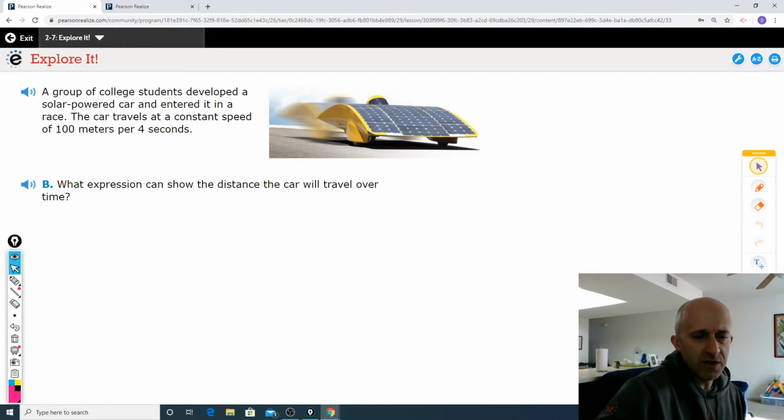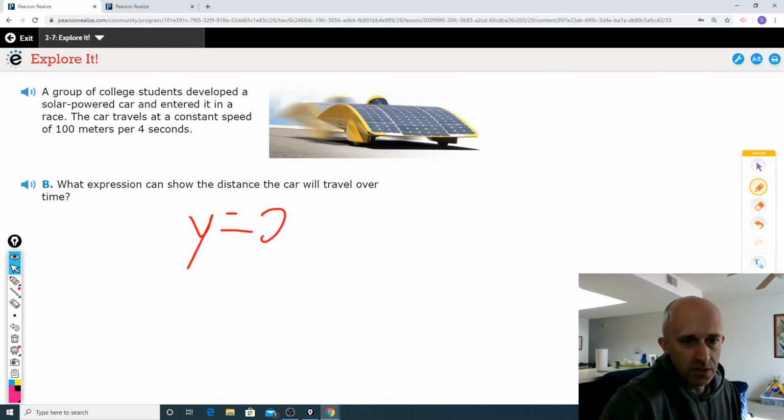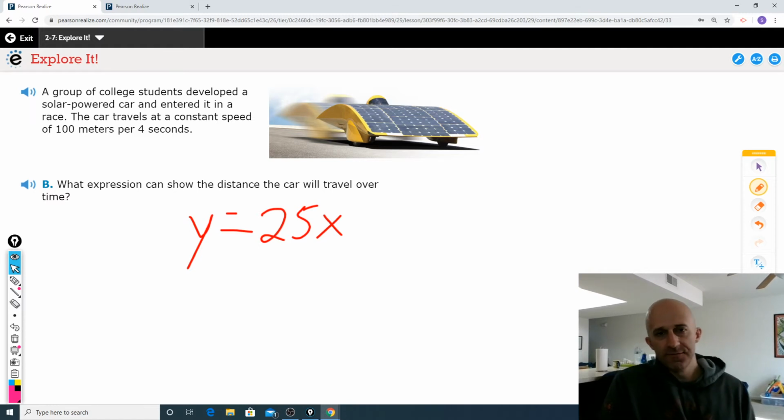Again, what expression can show the distance the car will travel over time? So the expression, like we just said, is y equals 25x. So you can fill in however many seconds that car is traveling to be able to say, well, how much is the total meters that gets traveled? Okay, if that makes sense.